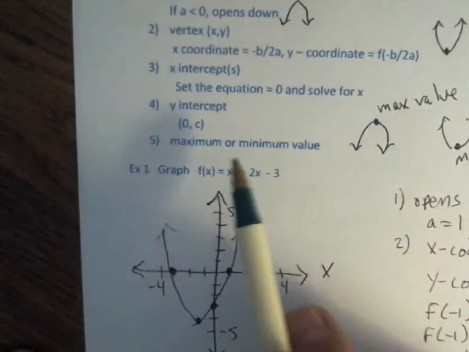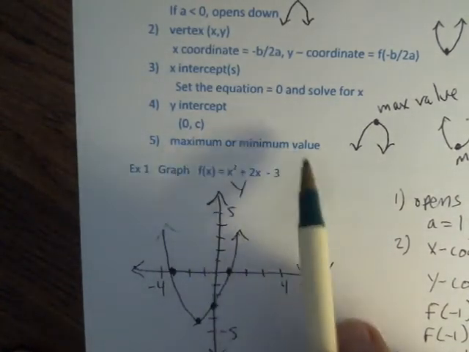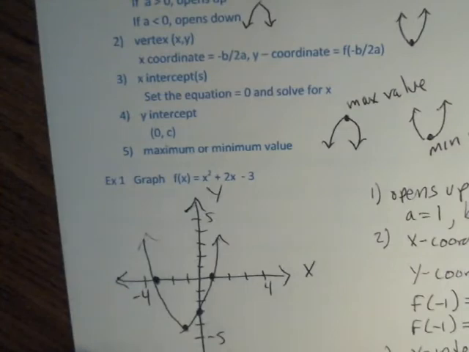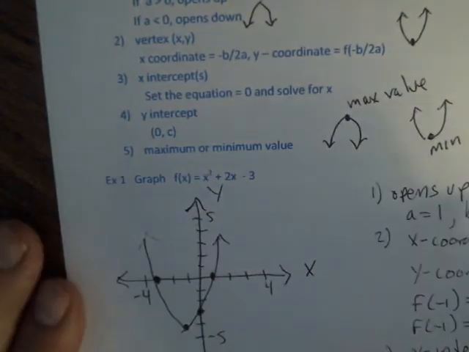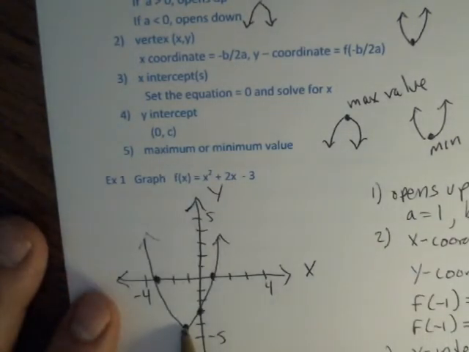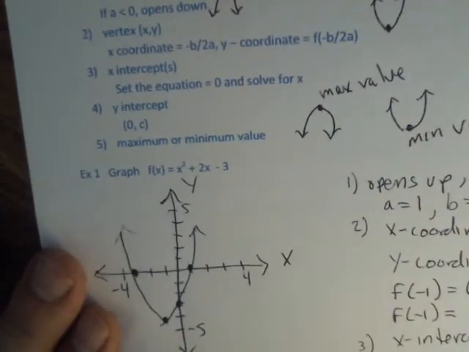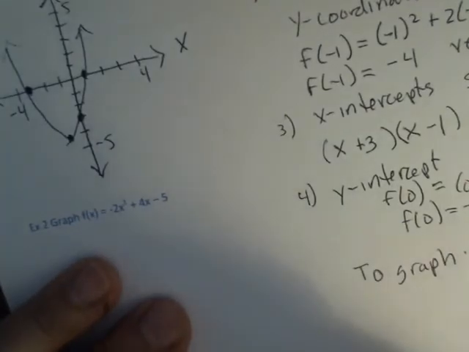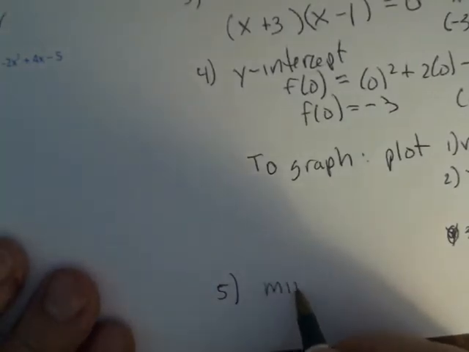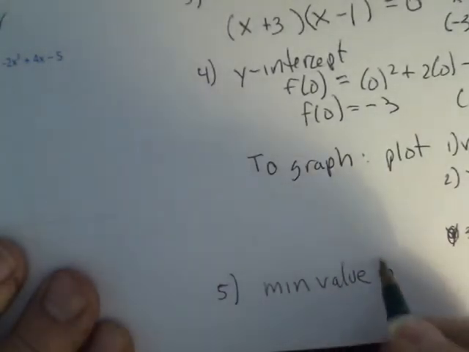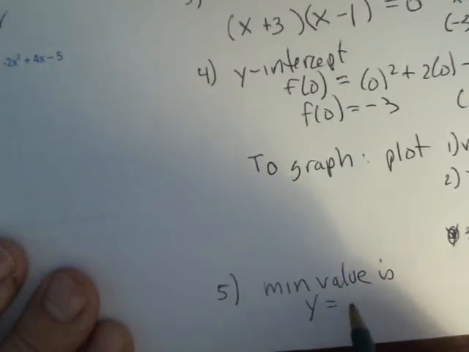Now the 5th one was, we didn't know, is the maximum or minimum value. For your maximum or minimum, just think about what we just did on the test. We had local maximum, local minimum. It's right here. Since it's a parabola, it only has one max or one min. So your max value is the y coordinate of your vertex, or the minimum value, depending on which one you have. So in this case, we have a minimum. So my minimum value is y equals -4.